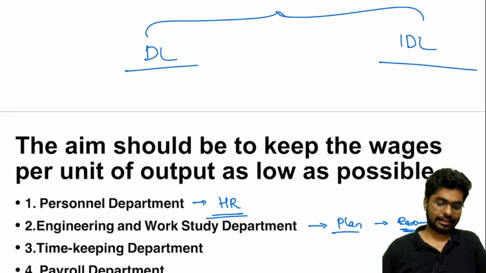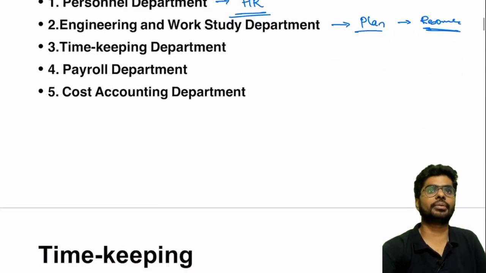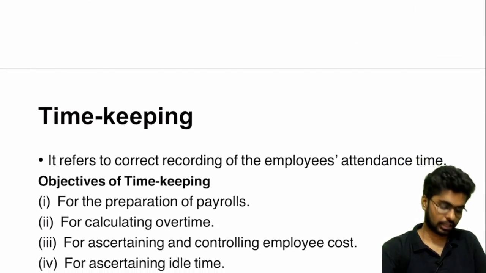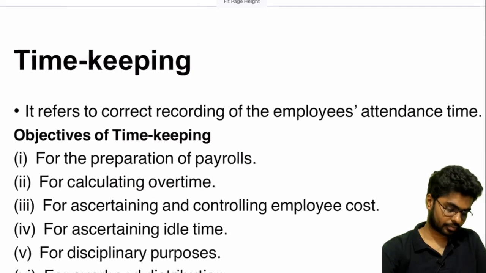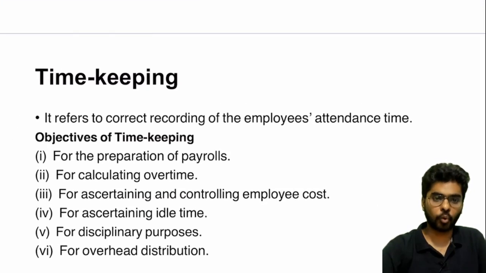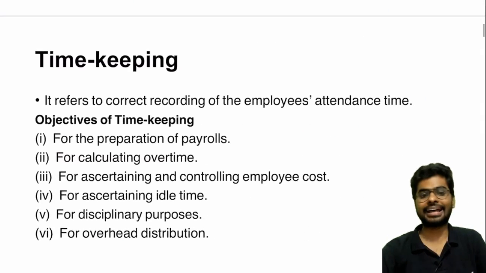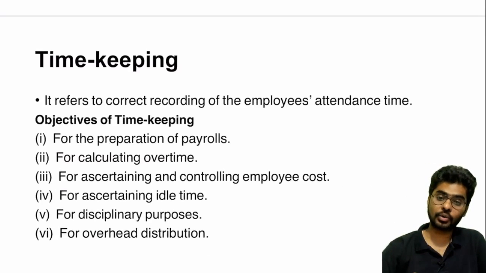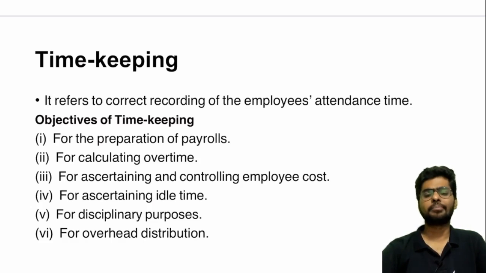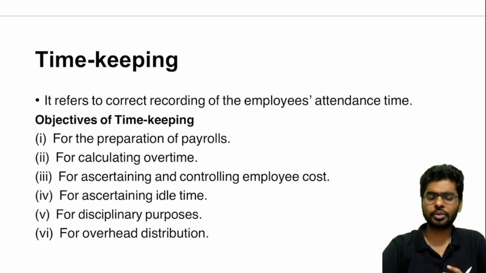Done? Then comes the timekeeping department, which we will come to a little later. What does a timekeeping department do? Payroll and a costing department. Now, what is a timekeeping department? The word itself is saying timekeeping. It is the one which makes sure that the employee's attendance is taken. Basically, he is the guy who is going to be taking your attendance, what time you came to the office, what time you left the office.